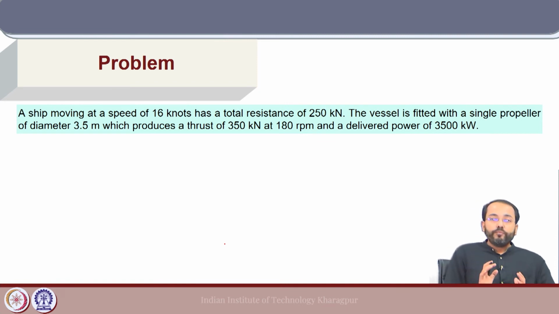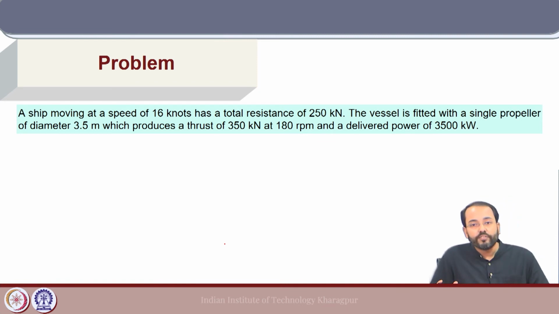So, in this problem, what we want to do is, for a given set of conditions, calculate the coefficients. We have a ship moving ahead with a speed of 16 knots and a total resistance of 250 kilonewton. The vessel is fitted with a single propeller, the diameter is given, and it produces a thrust of 350 kilonewton. The rotational speed is 180 rpm and the delivered power PD is 3500 kilowatt.